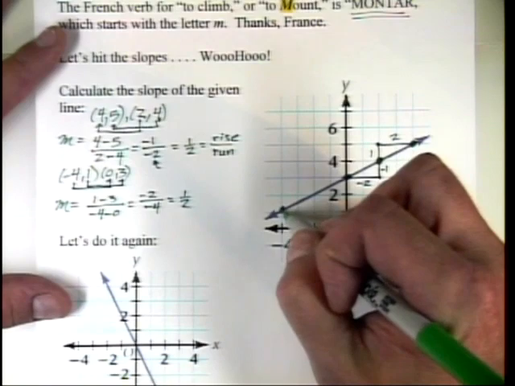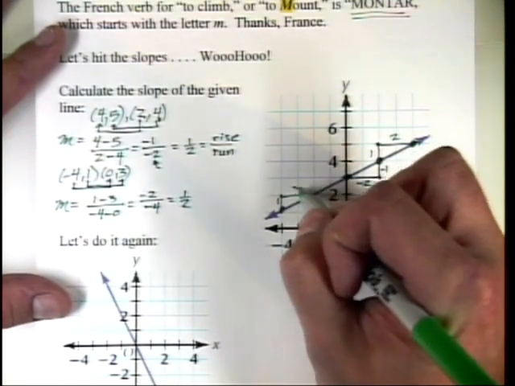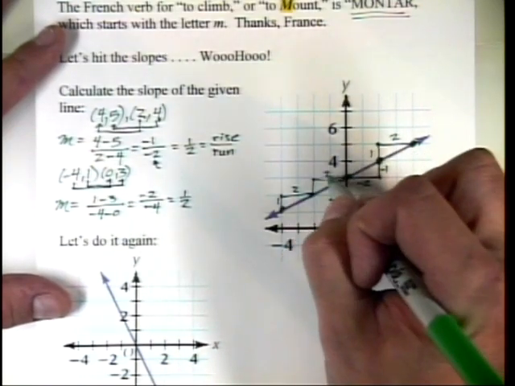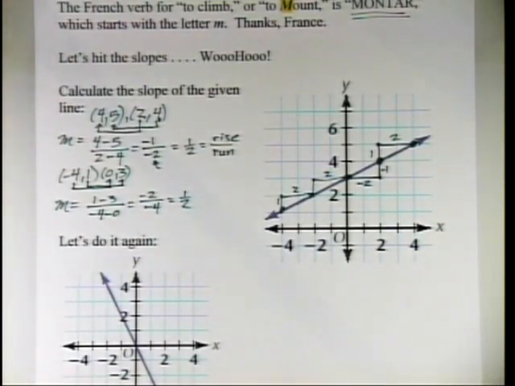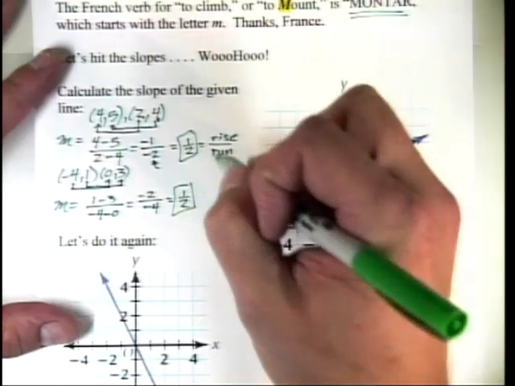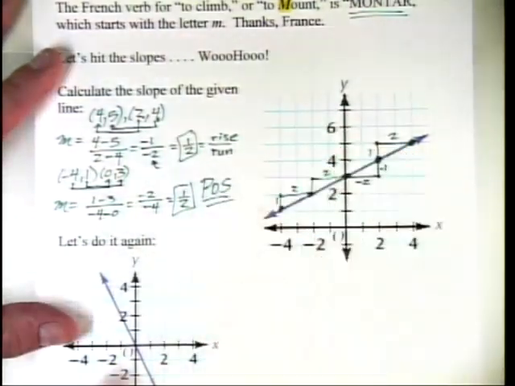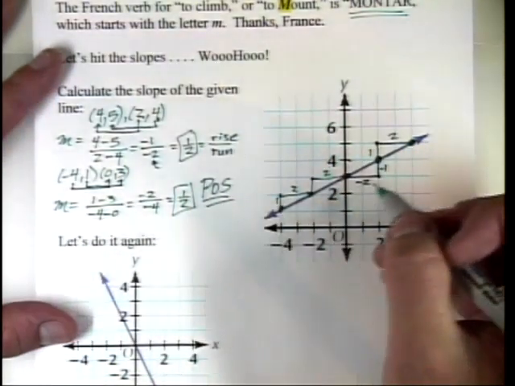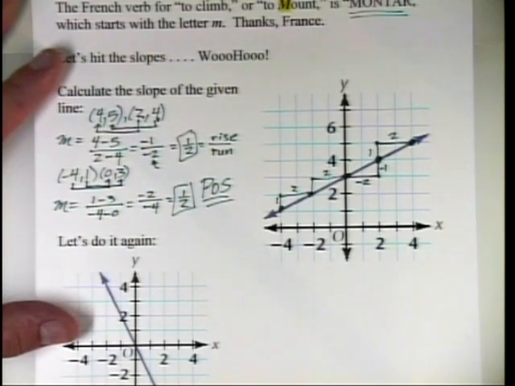And again, I can start at this point and go up 1 over 2. I can keep going up 1 over 2. And I basically can get to any other point of the graph. Now notice that this graph had a slope that was positive. The slope was positive.